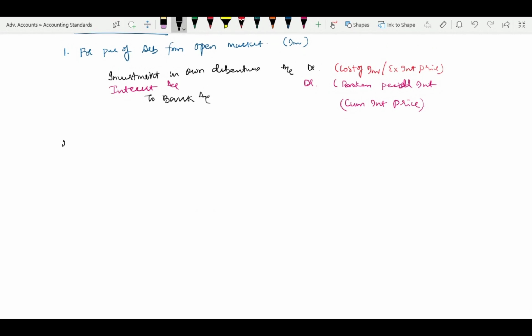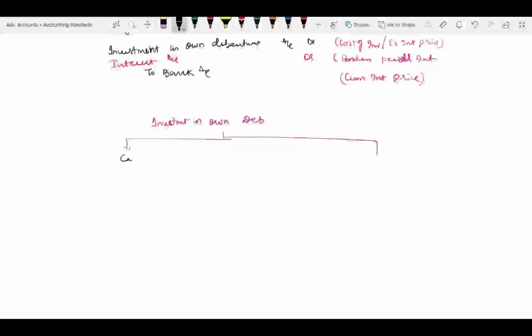Now suppose I go for redemption. Let us go to the second option, event number 2. Purchase of own debentures, or investment. Investment in own debentures, we have two options. What I can do: cancel either immediately or later.